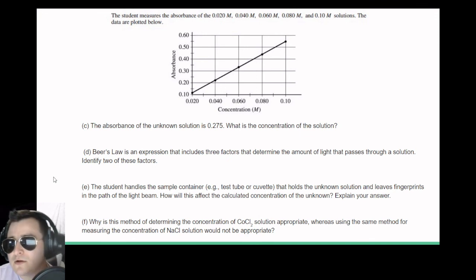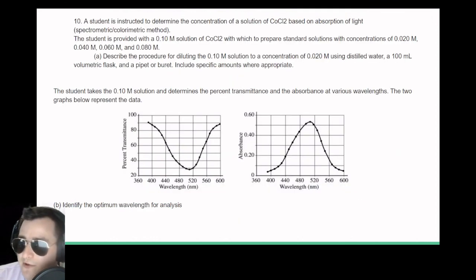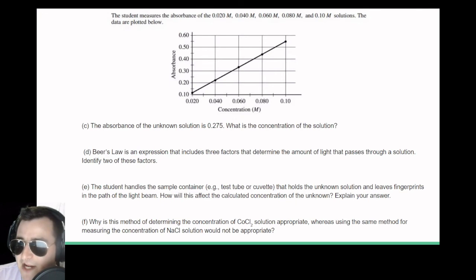Fingerprints. Not to mention the fact that the government can now track you. So yeah, concentration will get higher. If it's looking like you're absorbing more light, then you've got more stuff in there to scatter the light, which we're hoping is just the stuff that we're assessing, which in this case is COCl2. But you put all your fingerprints on it! So the concentration will appear higher.